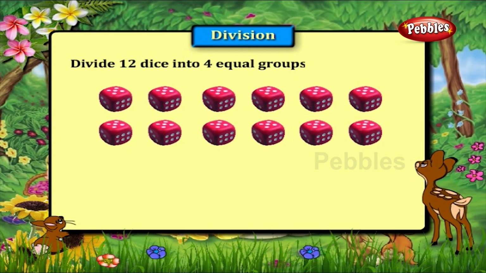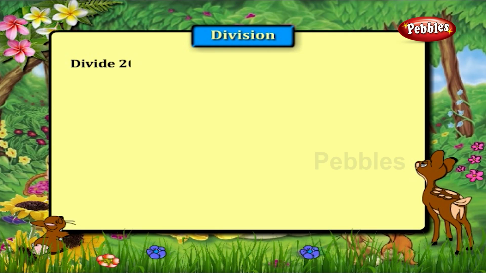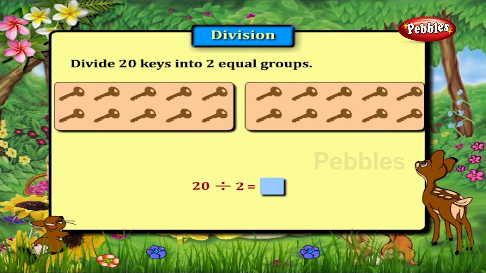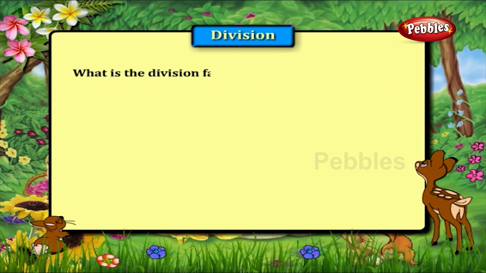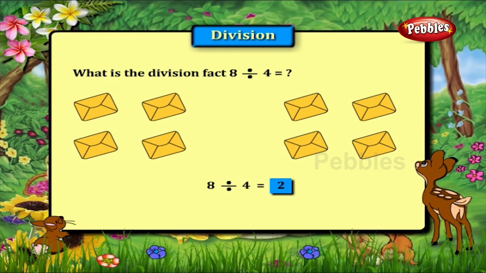Divide 12 dice into 4 equal groups. 12 divided by 4 is equal to 3. Divide 20 keys into 2 equal groups. 20 divided by 2 is equal to 10. What is the division fact of 8 divided by 4? 8 divided by 4 is 2.